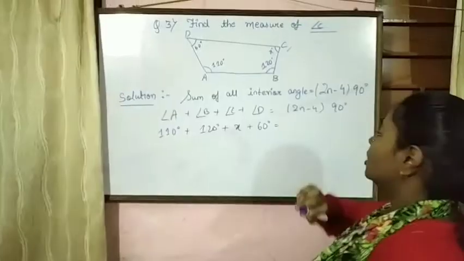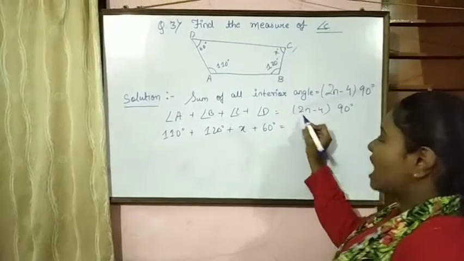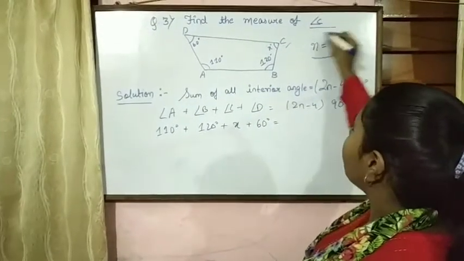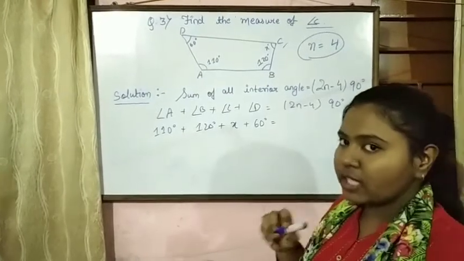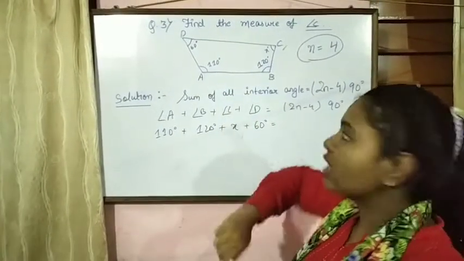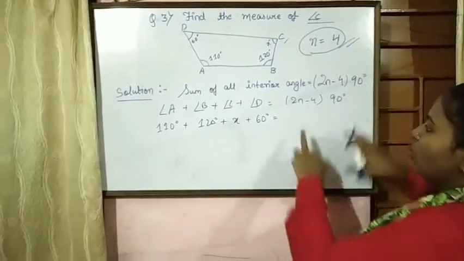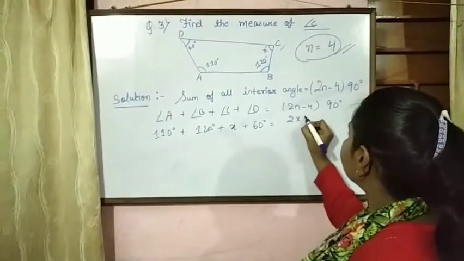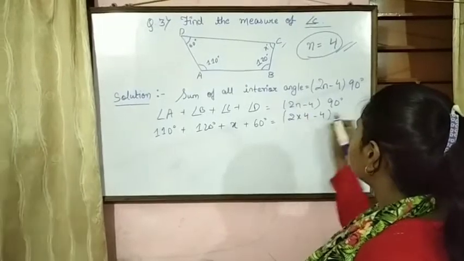equal to that. Now students, here we have n equal to 4 because n is what? The number of sides of the polygon. So number of sides is 4, therefore n is equal to 4. We'll put n equal to 4 in this formula. So we have 2 into 4 minus 4 into 90 degree.